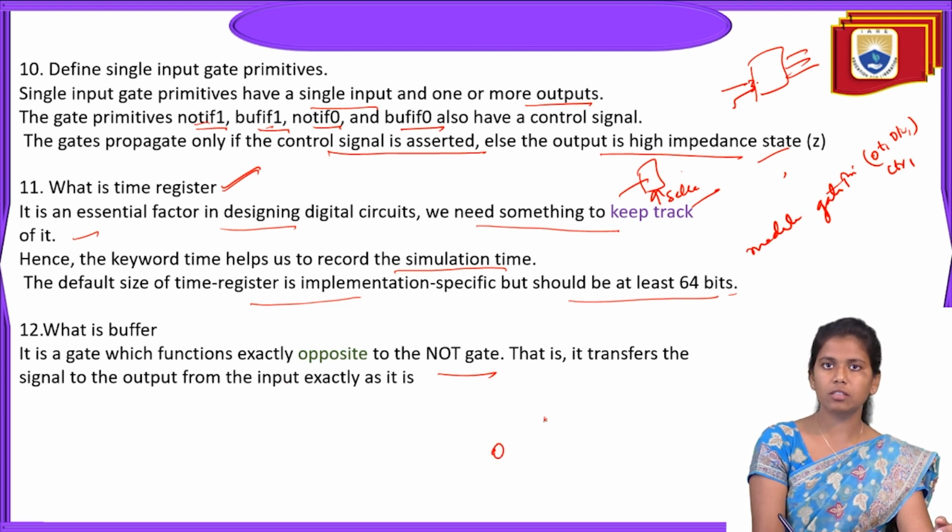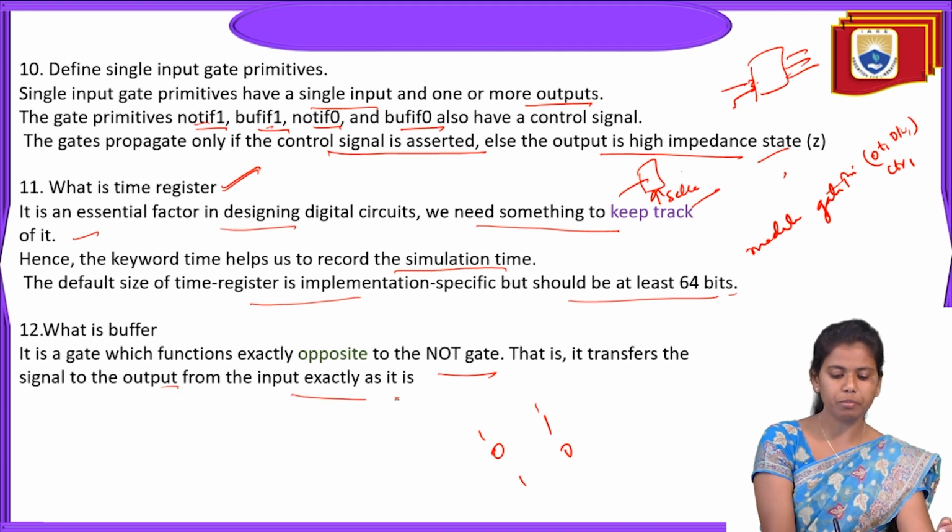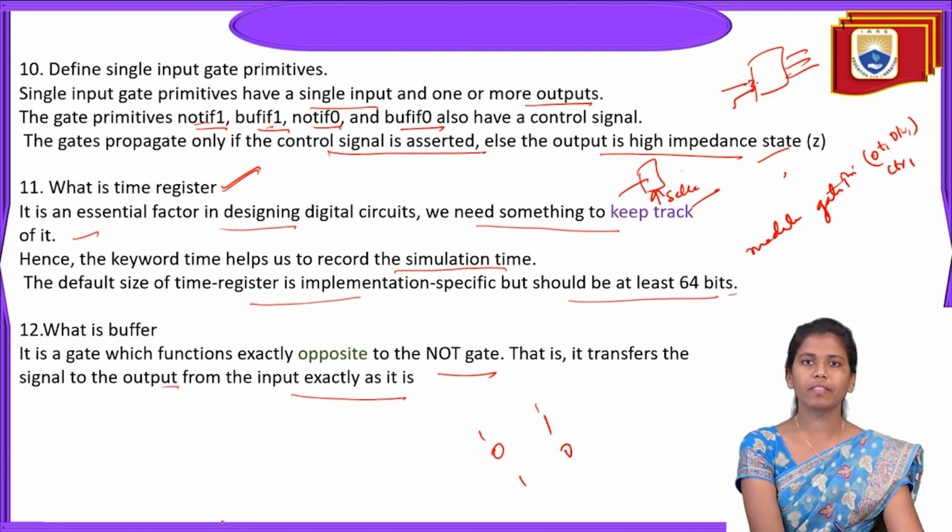We all know the NOT gate: if the input is 0, the output you observe is 1, and if the input is 1, the output you observe is 0, right? The buffer transfers the signal from the input to the output exactly as it is. So we are saying that a buffer is exactly opposite to the NOT gate.